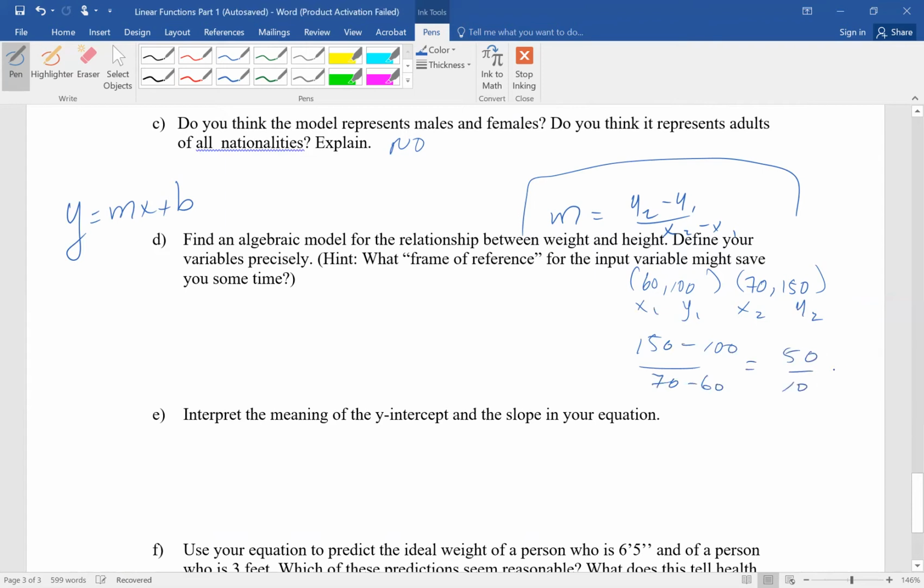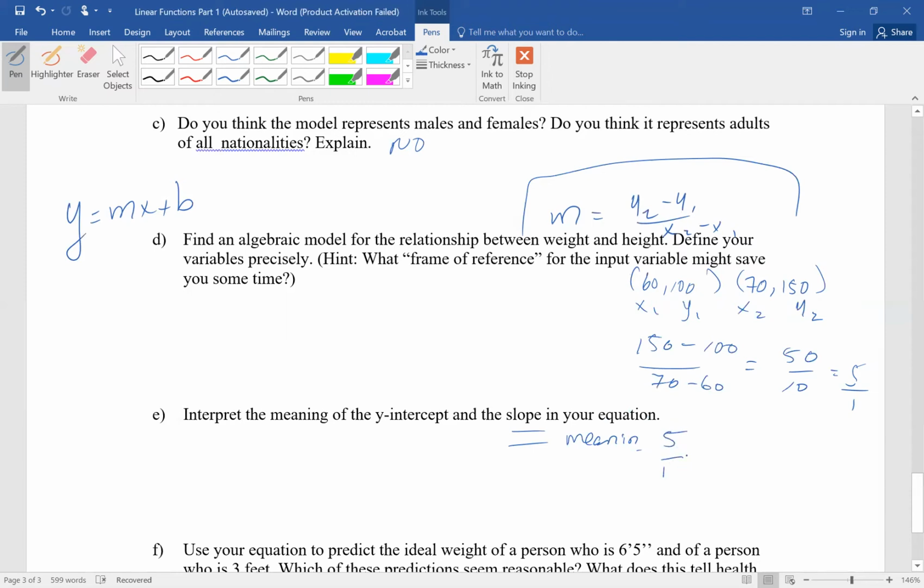And you don't have to necessarily crank it out. And notice how I'm going to leave my answer in terms of a ratio. So 150 minus 100 should be 50. And 70 minus 60 is 10. And if I reduce 50 over 10, it's just 5 over 1. Now, the meaning, since I'm talking about it, all I have to do is attach the units. 5 what over 1 what.